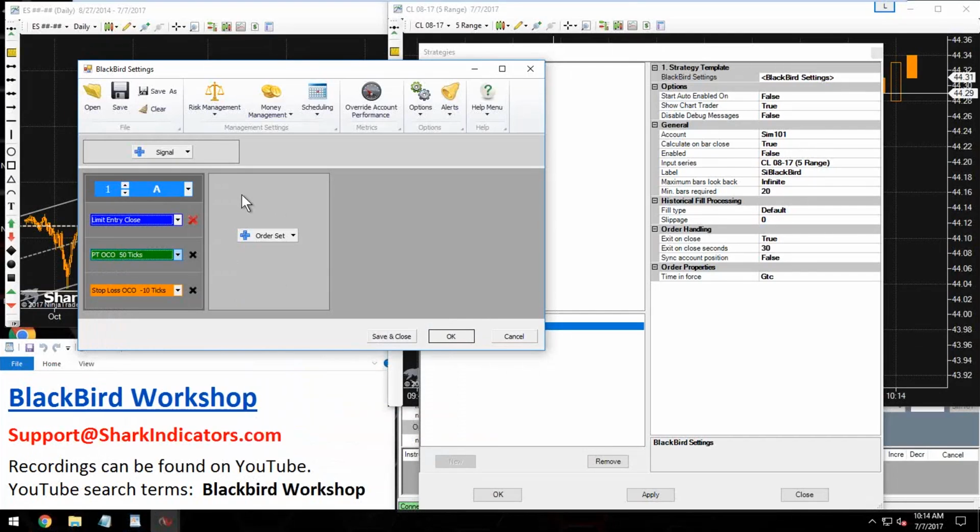So you can see here that BlackBird has a ton more features than Raven has. BlackBird is a lot more sophisticated in managing your orders. So, all right there, Martin, there's kind of the short version.